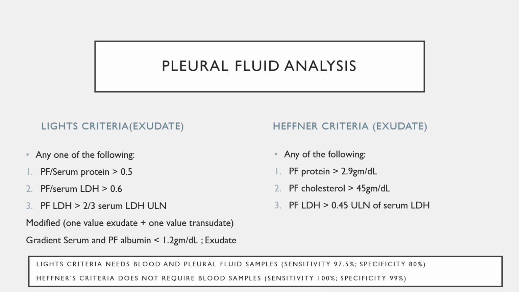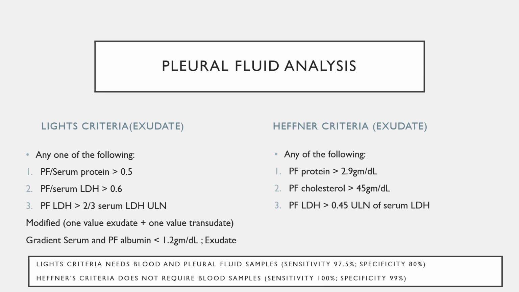In order to get a higher specificity and sensitivity, a guy named Heffner in 2001 proposed what is called Heffner's criteria. Now, this is a simpler criteria to apply, and I personally use it on all my patients in the hospital because you don't need to get the labs from the blood. You just need to do an ultrasound guided thoracentesis and depend on the values you get from pleural fluid analysis.